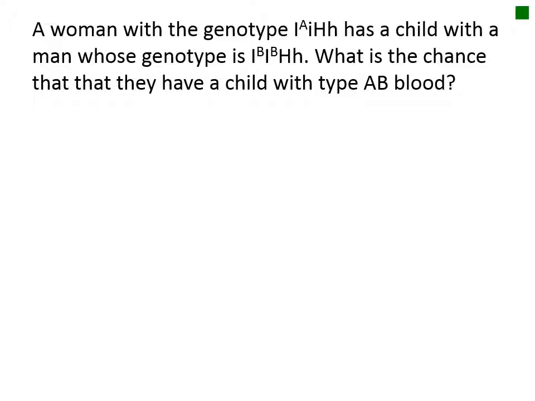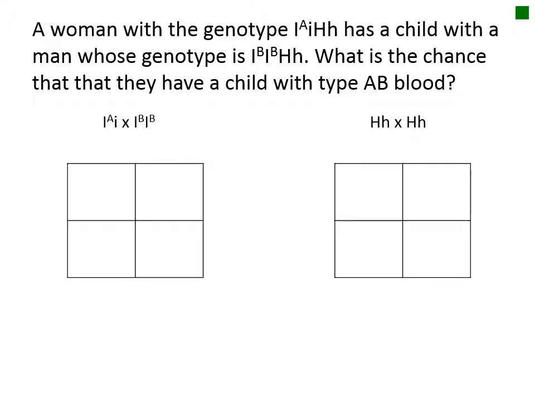First, we will look at the ABO gene separately from the H gene. The woman can give an A allele or an i allele in her gametes, while the male only has B alleles to give. Filling out this Punnett square, we will find the probabilities for the ABO blood type.